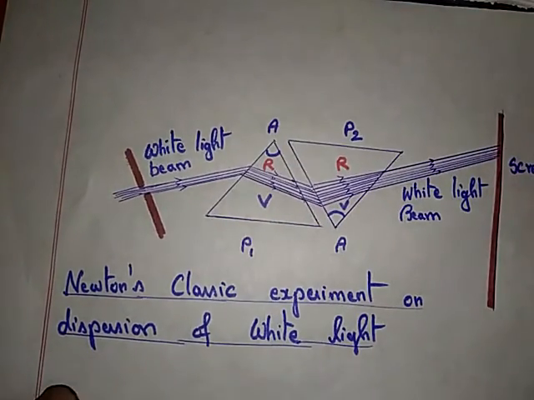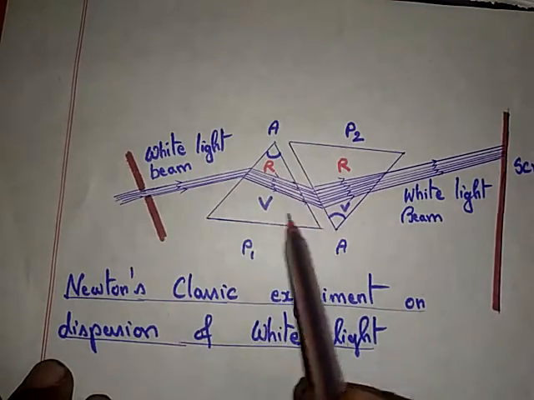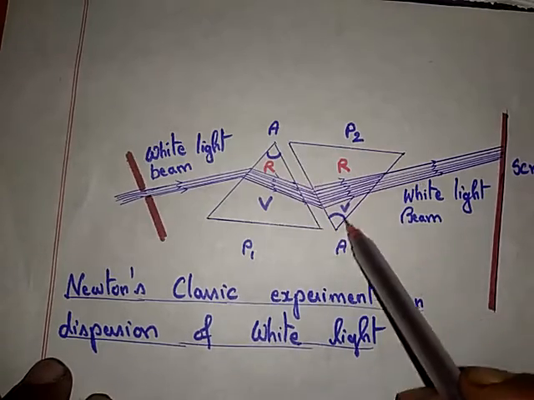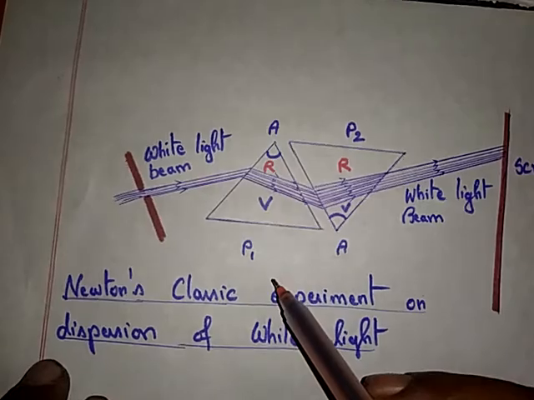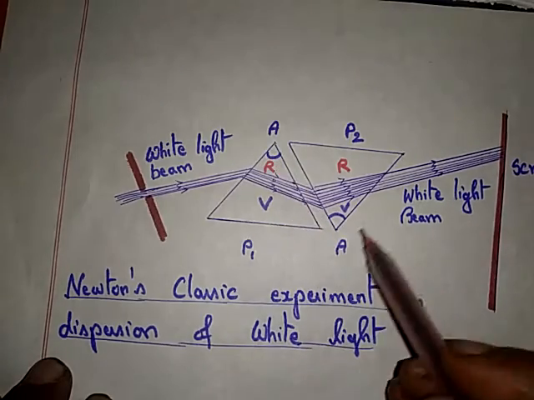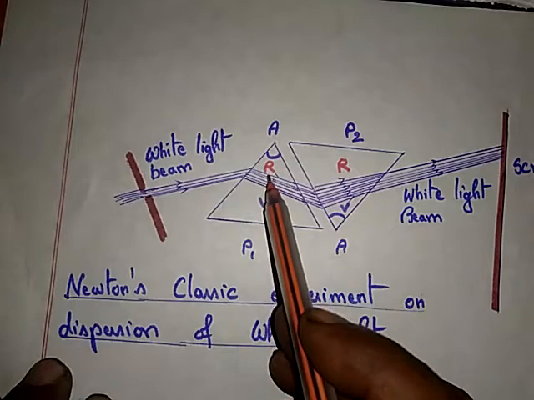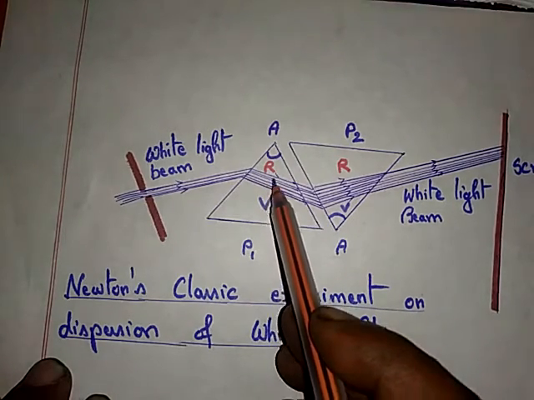So what Newton did is, he allowed a white beam to fall on the prism. An identically similar prism was placed opposite, in this fashion. The apex angle is the same. Here we have red, and on this side we will have violet. So the range of colors is VIBGYOR.